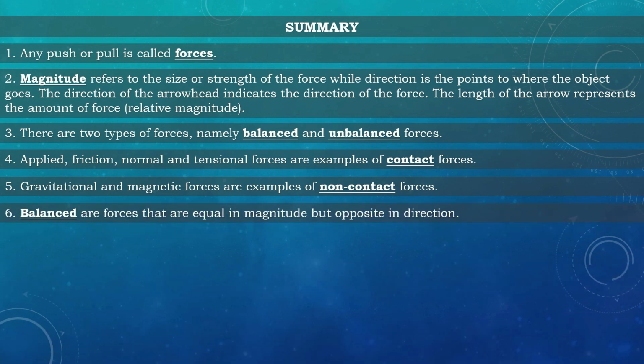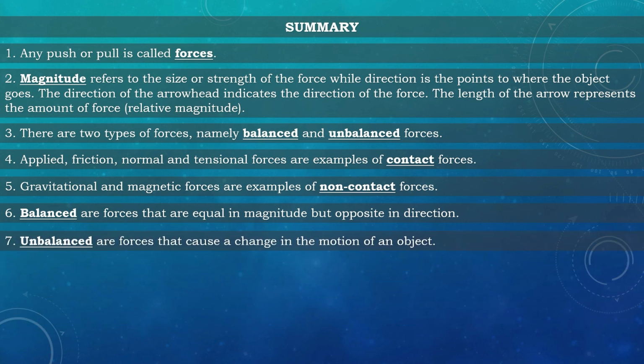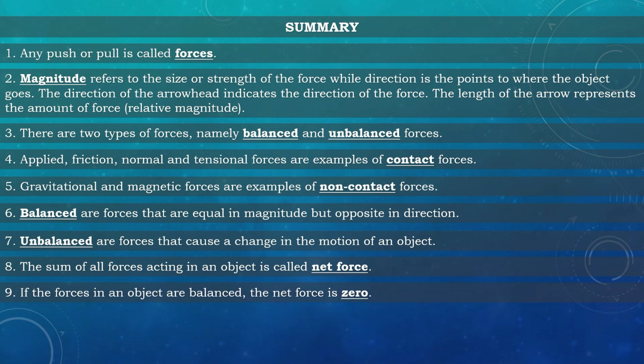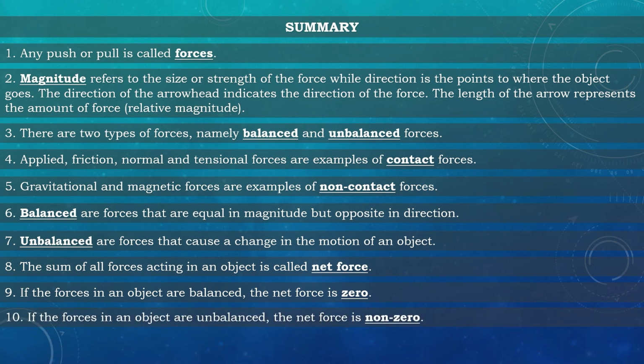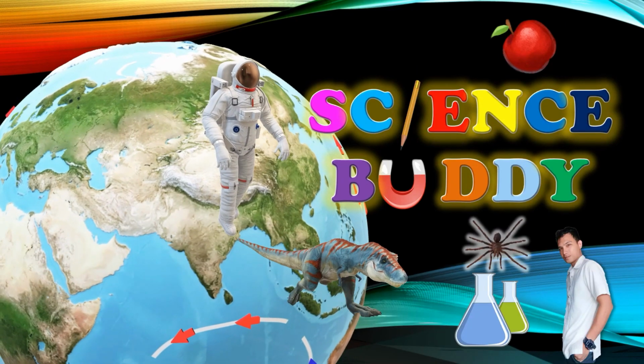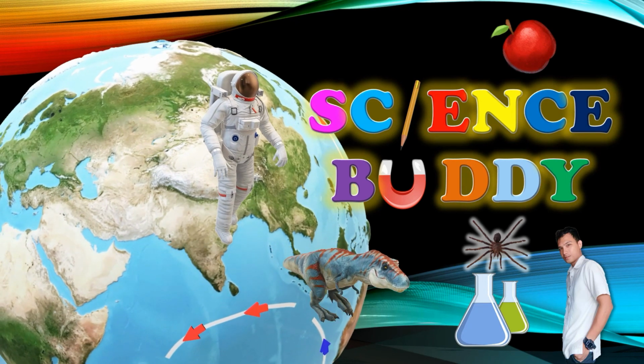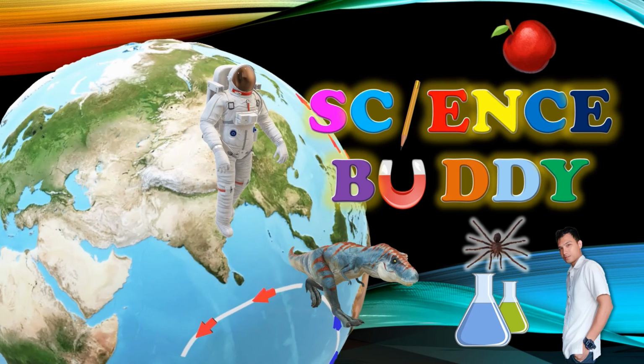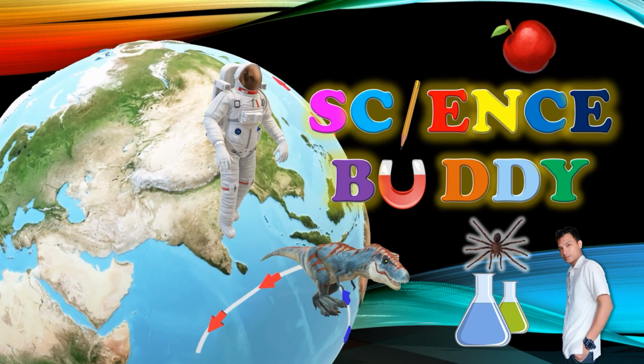Balanced forces are forces that are equal in magnitude but opposite in direction. Unbalanced forces are forces that cause a change in the motion of an object. The sum of all forces acting on an object is called net force. If the forces on an object are balanced, the net force is 0. If the forces on an object are unbalanced, the net force is non-zero. We are done with part 2 of our video, which emphasizes the forces acting on the object at rest and forces acting on the object in motion.